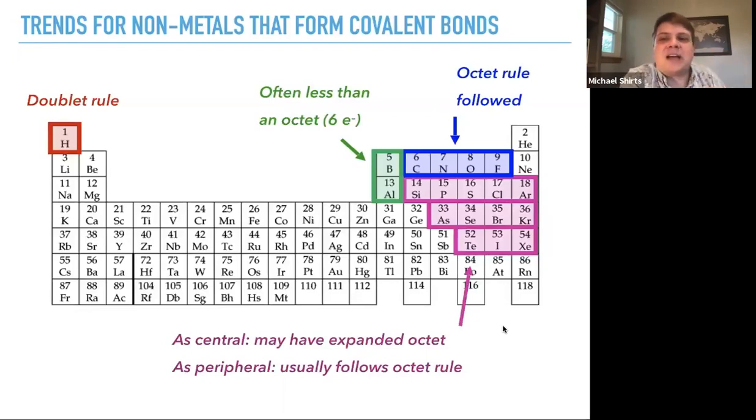But if it's the central atom, then it will expand. It's very likely to expand the octet in a way that minimizes the number of formal charges. So that's the way to approach these reactions for nonmetals that form covalent bonds. Counting aluminum is right on the border of a metal and a nonmetal.